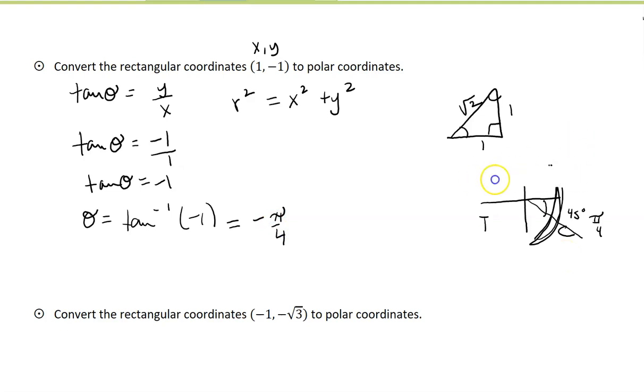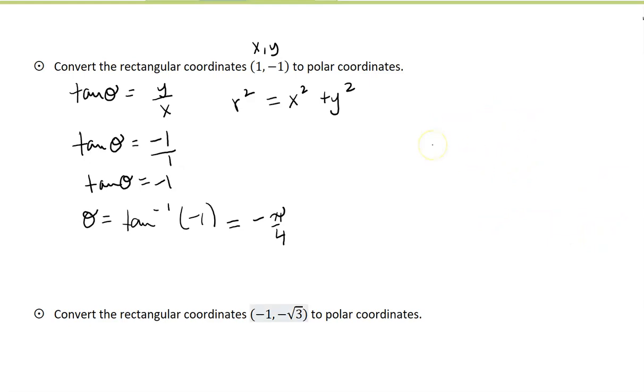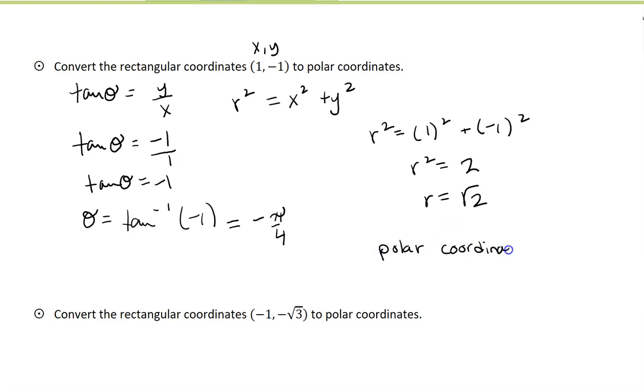Now similarly, I need to know how to find r. And I want a positive r. So I know that r squared is going to be 1 squared plus negative 1 squared. So r squared is 2, and r is going to be the square root of 2. So my polar coordinates are root 2 and negative pi over 4.